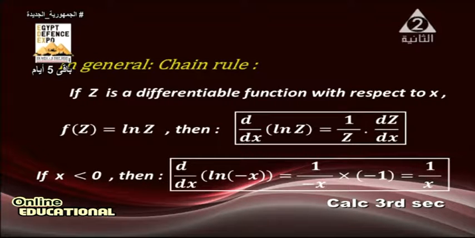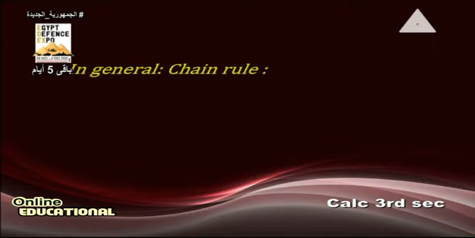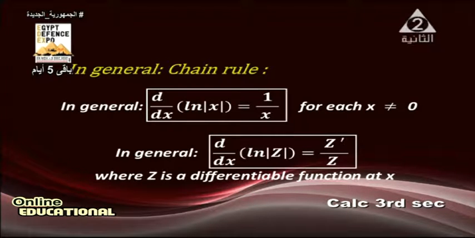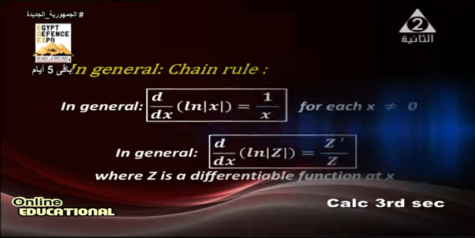In general, the derivative of ln absolute x with respect to the variable x equals 1 over x for each x that doesn't equal 0. And the derivative of ln absolute z with respect to z equals z dash over z, where z is a differentiable function at x. Now we move to the next example.